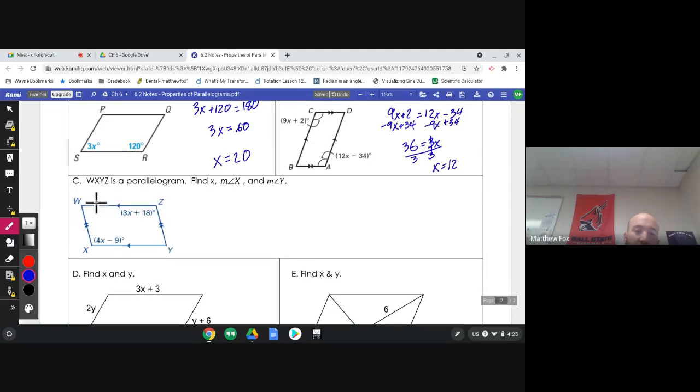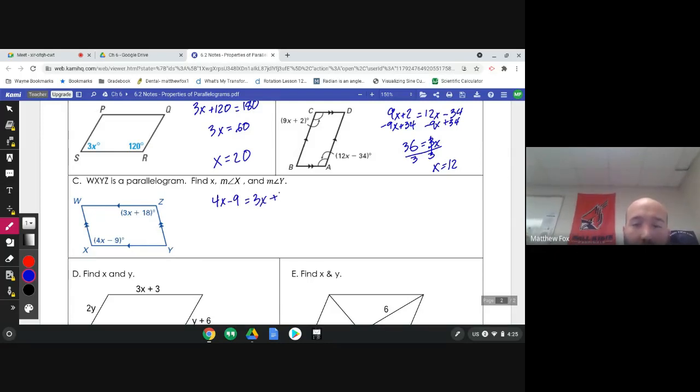All right, letter C now. WXYZ is a parallelogram. Find x, the measure of angle X, and the measure of angle Y. So first thing we can notice, hopefully, these opposite sides have to be the same. Just like what we just did, we can use that to solve for x. So we'll set it up.